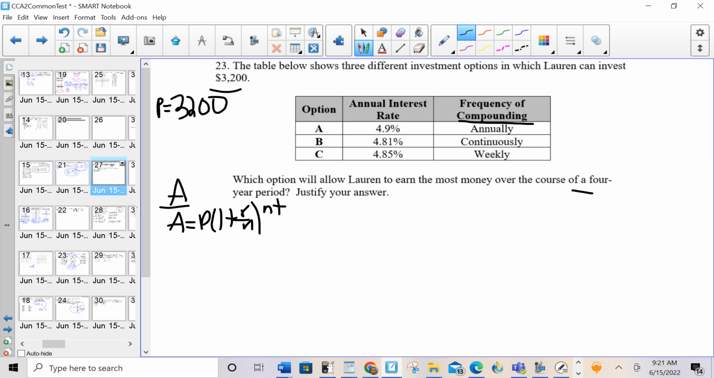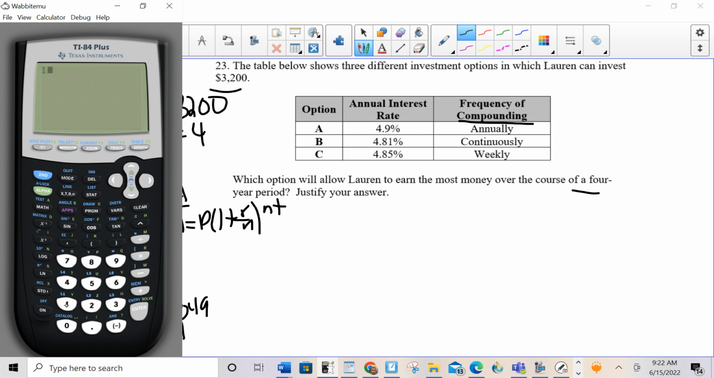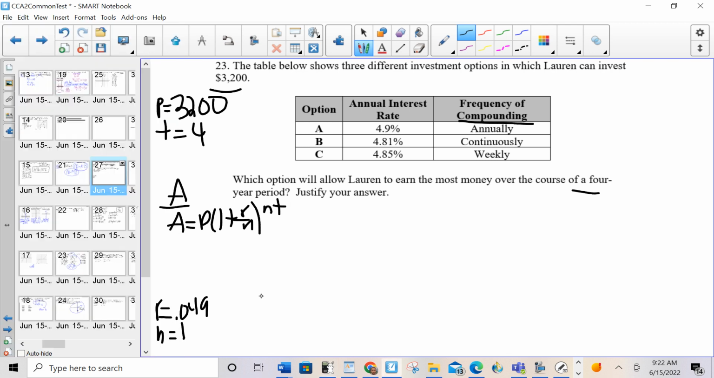For all of these, t is going to be 4. For this particular one, n is going to be 1. And the r is going to be 0.049. And again, to get that, I can just take the rate, 4.9, and divide it by 100. 0.049. So A equals 3,200 times 1 plus 0.049 over 1, to the 1 times 4.